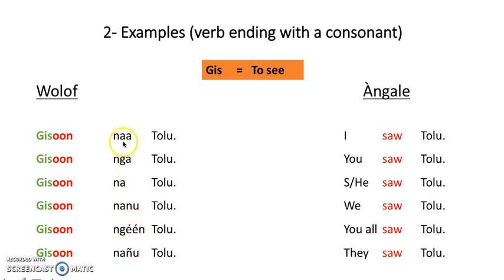These have the meaning of subjects. So gisoon na, I saw, gisoon nga, you saw, gisoon na, she or he saw, gisoon nanu, we saw, gisoon ngeen, you all saw, gisoon nanyu, they saw.